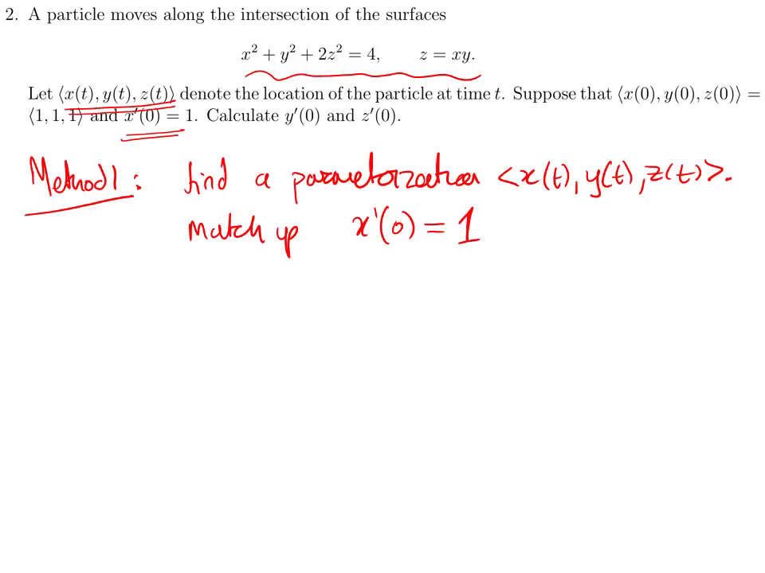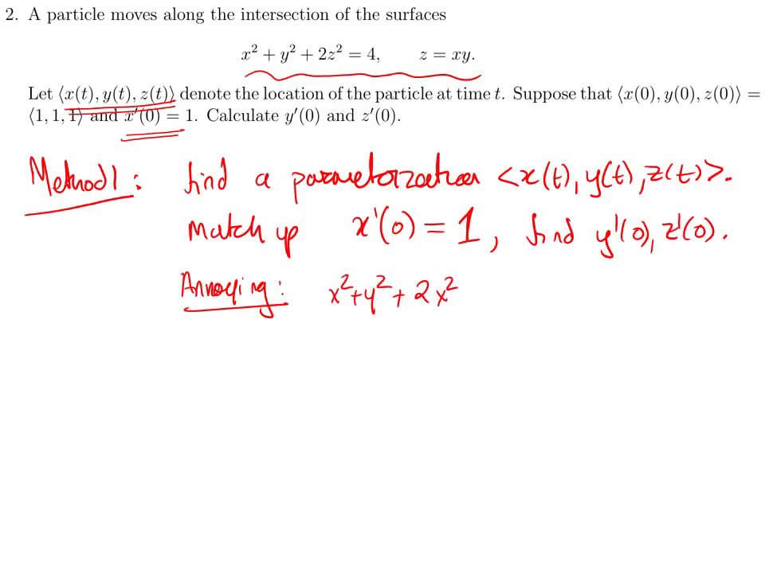Remember, there are many parameterizations of this curve. And then given that, use this to find y prime 0 and z prime 0. So this is a valid method. It's sort of annoying because finding the parameterization is hard, right? In this case, for example, what happens if you plug the second equation into the first one? You get x squared plus y squared plus 2x squared y squared equals 4. And you will get some parameterization, but this is annoying.